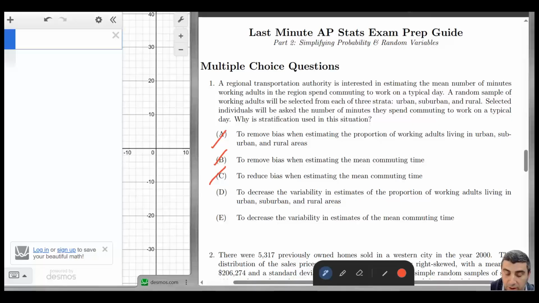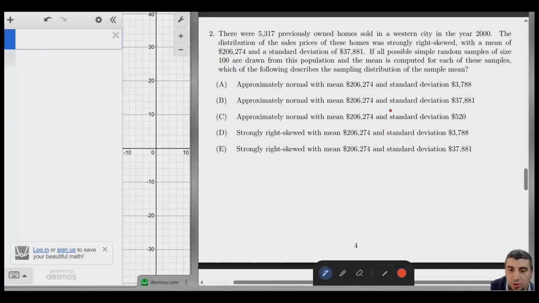D says to decrease the variability in estimates of the proportion of working adults living in urban, suburban, and rural areas. Or E, to decrease the variability in estimates of the mean commuting time. Well, to ensure subgroups are represented and to reduce the variability of the overall estimate by grouping similar units, that's why stratification is used. So that's going to be choice E. We want to decrease the variability in estimates of the mean commuting time for that entire region, not those subgroups individually.